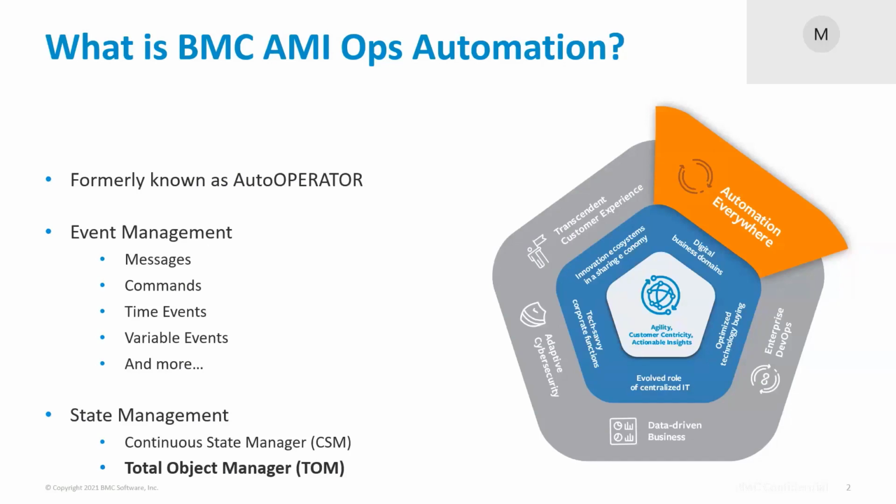There are two features that come with Auto Operator to do that. One is Continuous State Manager, which is really focused on started tasks, and it's an older technology. And then we have Total Object Manager, or TOM, which manages diverse objects. So Total Object Manager is what we're going to talk about in today's session.